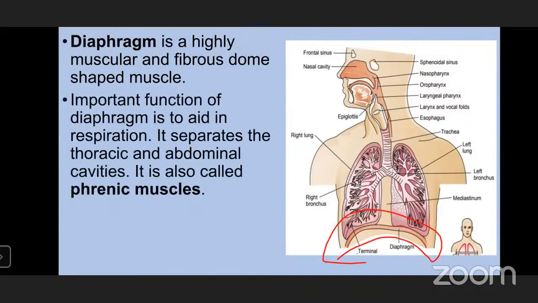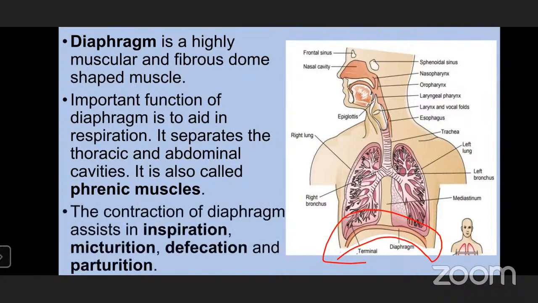So an important function of the diaphragm is to aid in the process of respiration. That is, it helps in the process of respiration, and it separates the thoracic and abdominal cavity. It is also called the phrenic muscle.